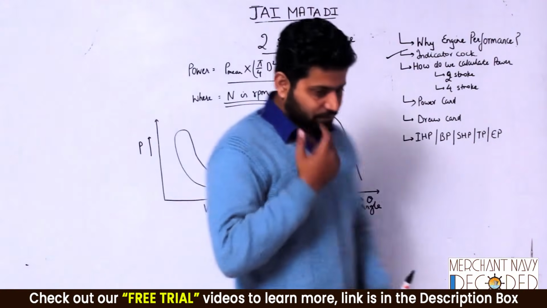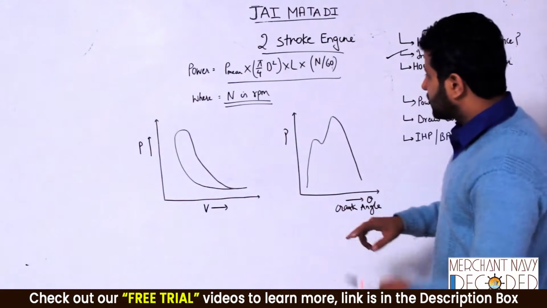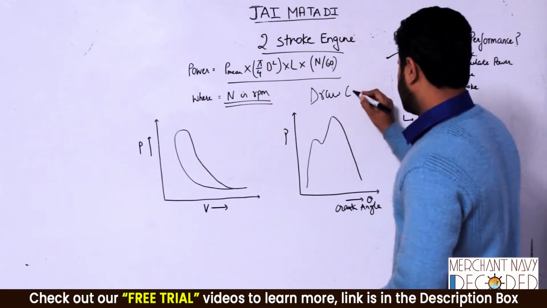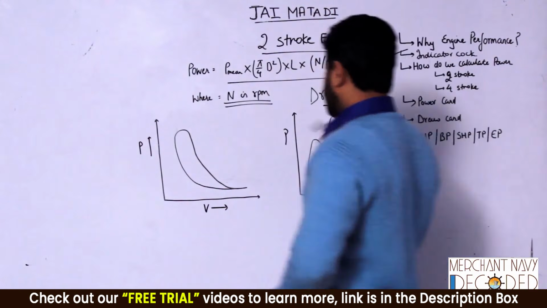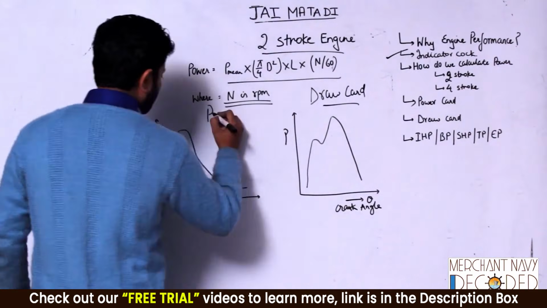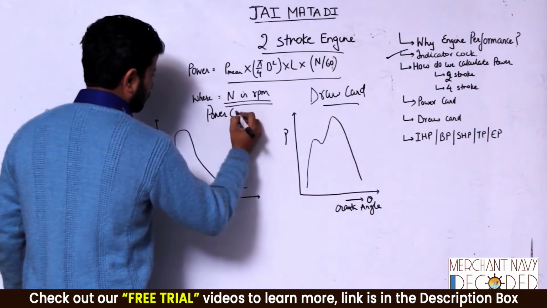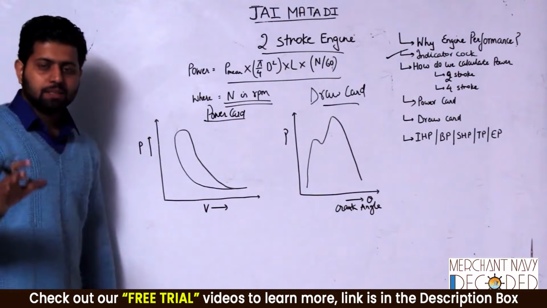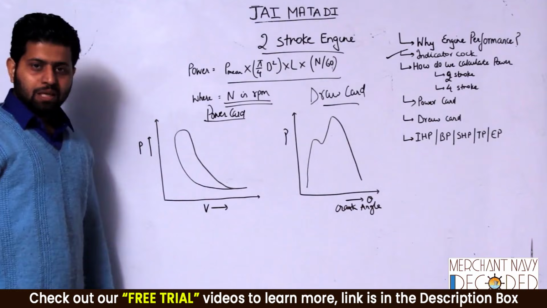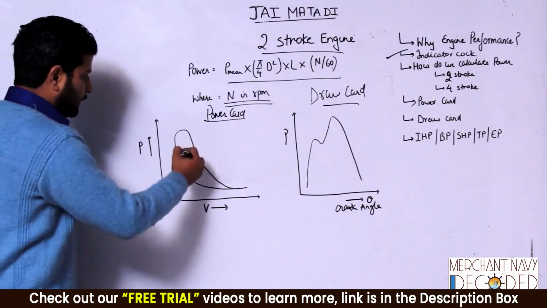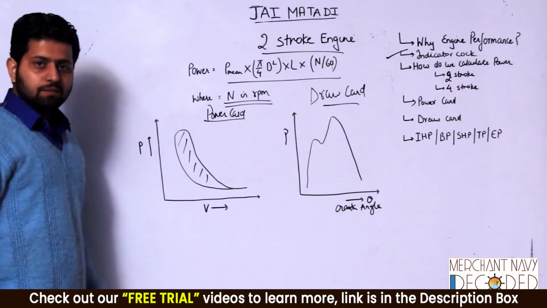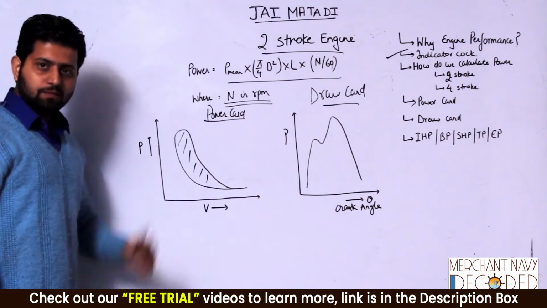Okay? I have got a draw card, and this is a power card. Now when I talk about the power card, you know power is work done upon time, and in the PV curve, work done is the area inside this curve. That is the work done.